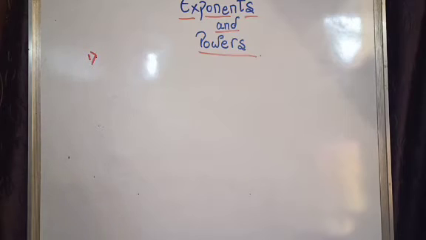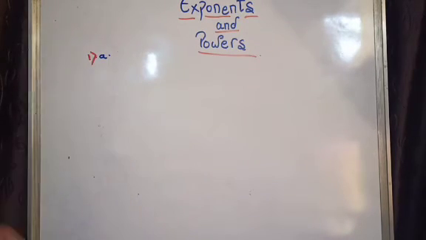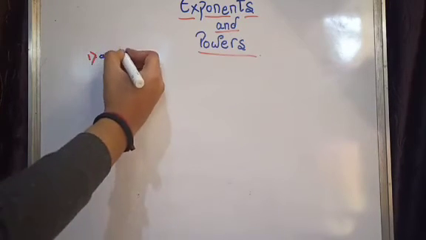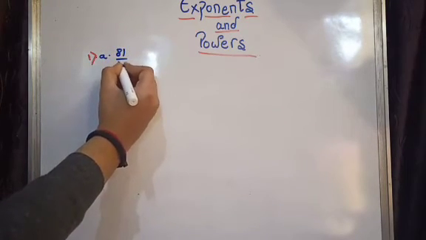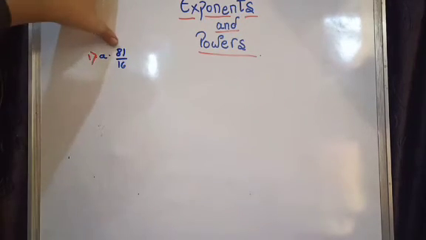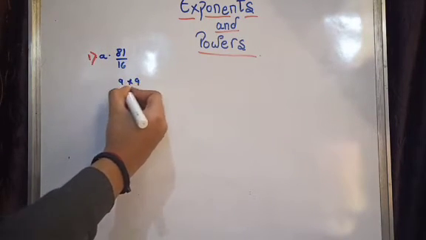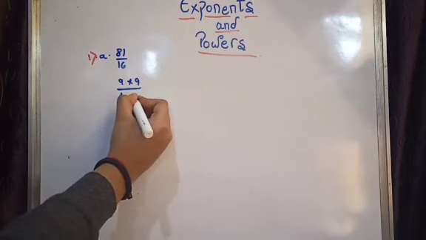A1 is given: 81 over 16. Now let us see how it will result. I know many questions like this. First of all, I will look at 81. It is the square of 9, 9 multiplied by 9. And 16 is 4 multiplied by 4.